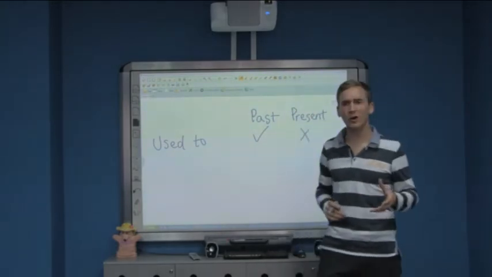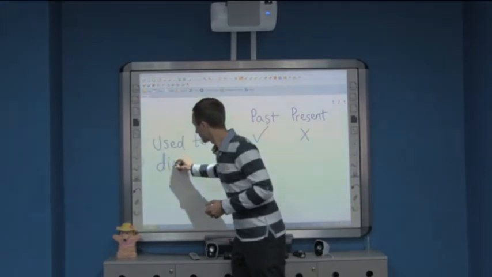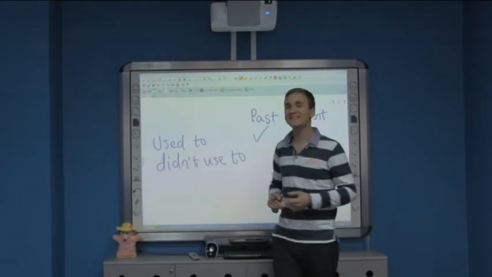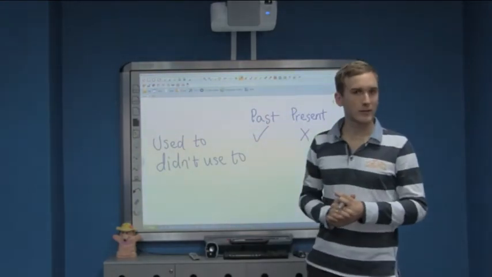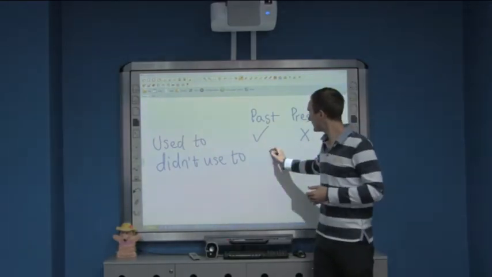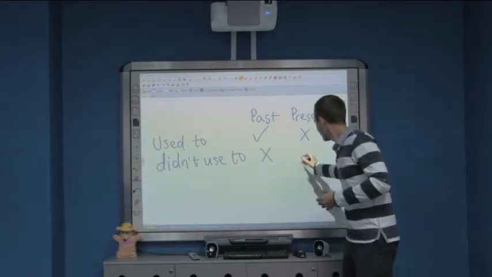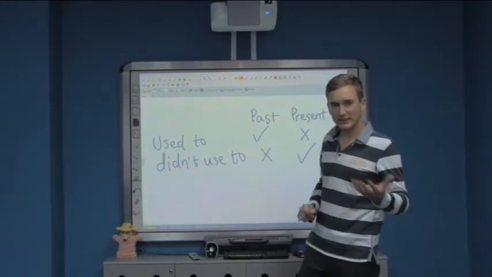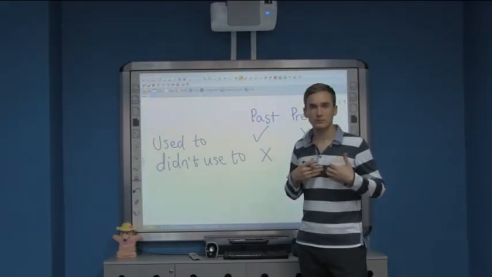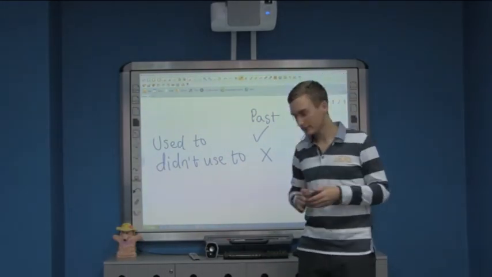And what is the negative of used to? Here we can write, have a look here. It says, didn't used to. Things we did or didn't do in the past. That's right, we didn't do in the past, but it is something that we do now. For example, I didn't used to do much homework. Now I do. Let's have a look at the PowerPoint to see some examples.